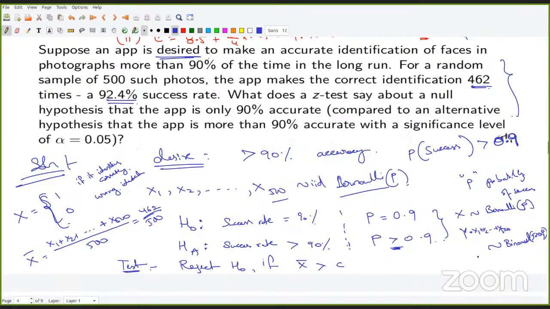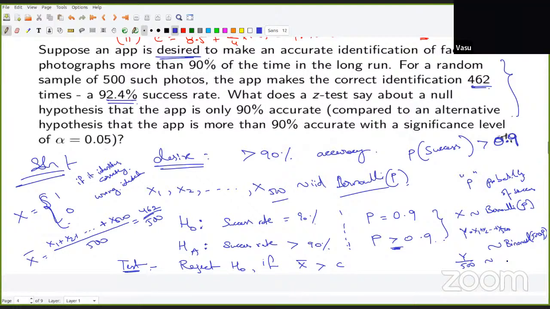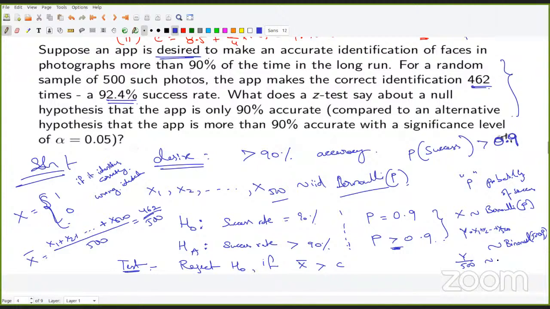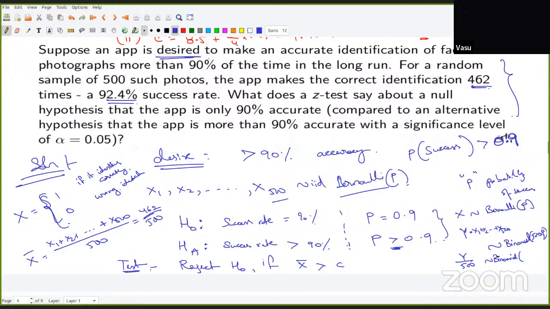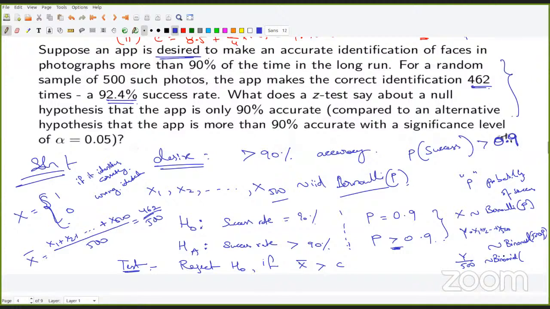And if Y follows binomial 500, p, then Y by 500 follows binomial only. But what are the parameters? 500, P by 500. Correct.